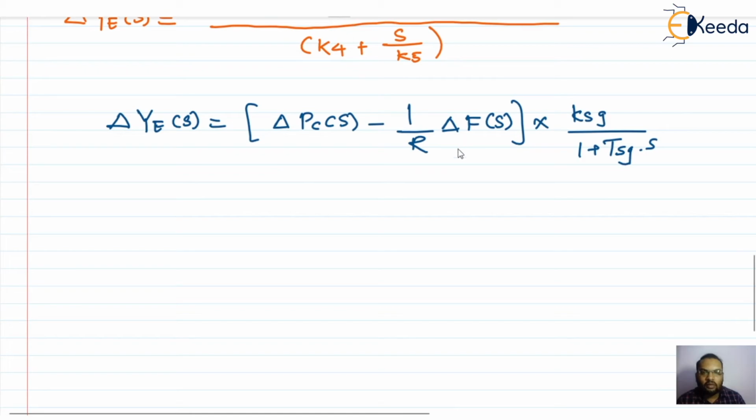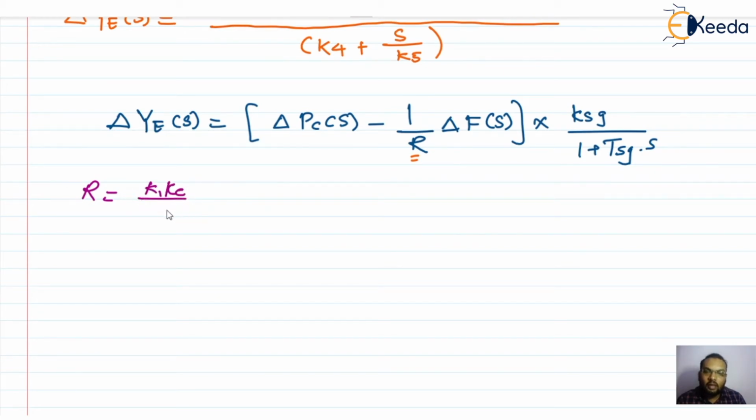Now here, R is nothing but the speed regulation of the governor, Ksg is the gain of this speed governor, and Tsg is the time constant of this speed governor. Okay, I'll write these terms here separately. R is equal to K1 Kc divided by K2, and it is called the speed regulation of the governor.